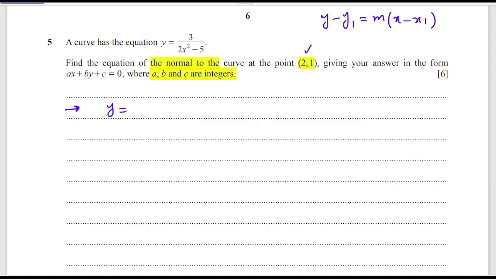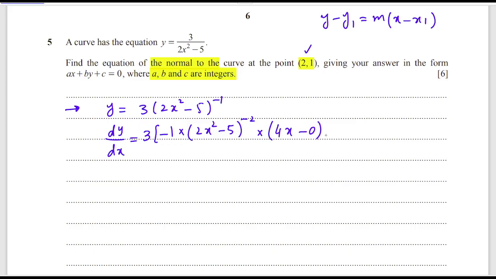So first we will differentiate the given curve, but at AS level we cannot differentiate rational functions. So move this denominator 2x square minus 5 to the numerator. So it becomes 3 times 2x square minus 5 raised to the power minus 1. Now differentiate both sides with respect to x. dy over dx equals 3 is constant. Apply the power rule: multiply by the power minus 1, subtract 1 from the power, and then differentiate the base function. The derivative of the base function is 4x minus 0.